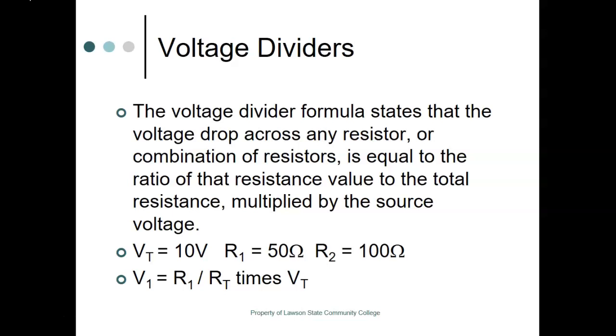I should say voltage and resistance of N, since it's not restricted only to resistor 1. N is just a random number. R N divided by R total, multiplied by your voltage total, gives you the voltage of that resistance number.